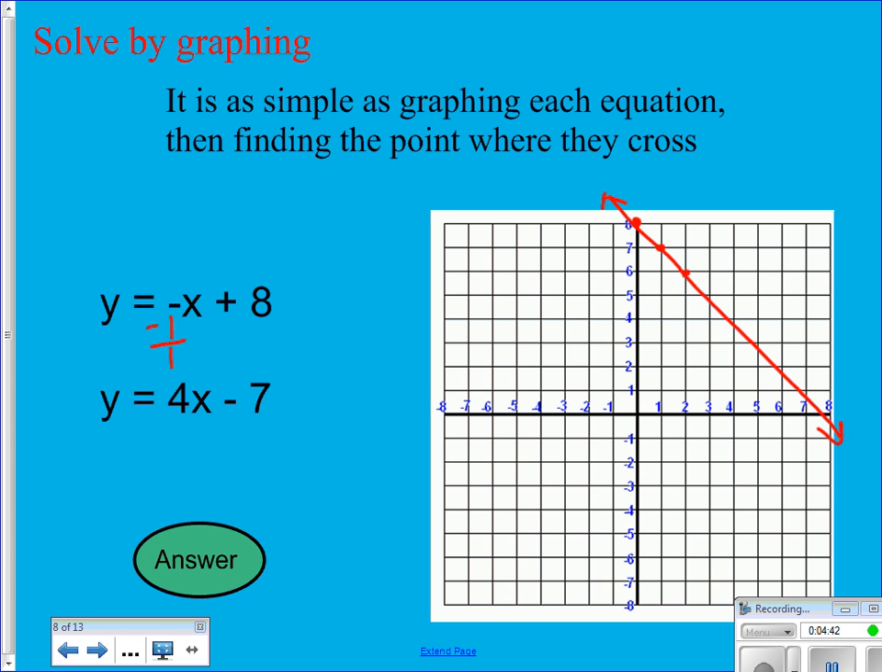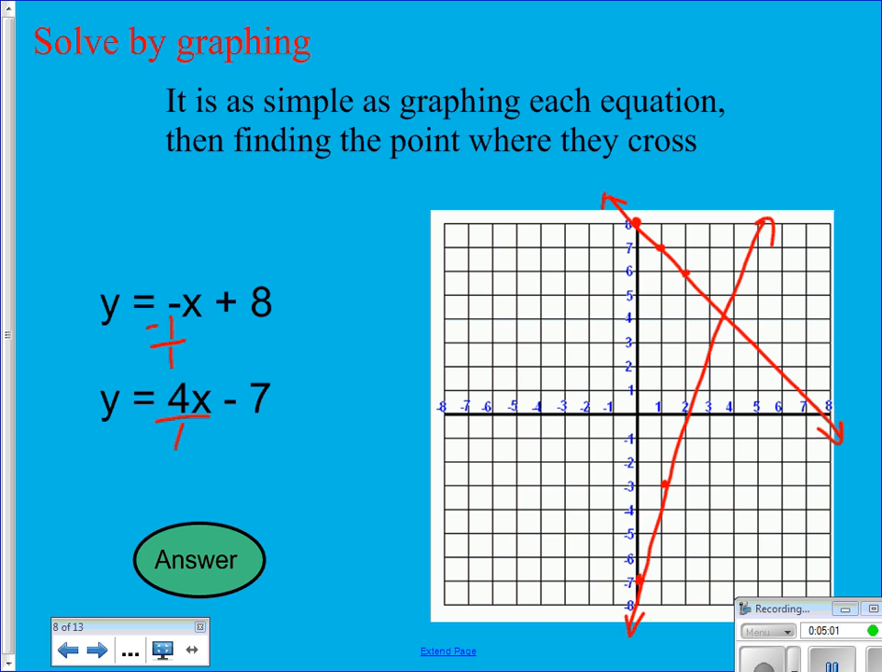Next, let's take a look at this next one. Our slope is 4 over 1 and our y-intercept is negative 7. So we're going to take the y-axis and go down 7. And then I'm going to go up 1, 2, 3, 4 over 1.